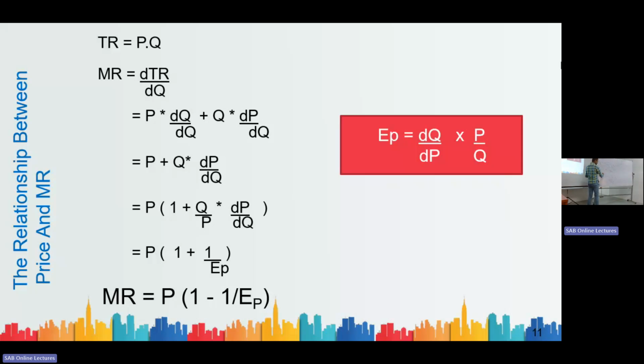Isn't it true according to the graph? Yes, it's true. When price is 10, you observe that marginal revenue is 0. It cuts the horizontal axis from here. Marginal revenue can take negative values as well. So we can extend the marginal revenue curve to here.